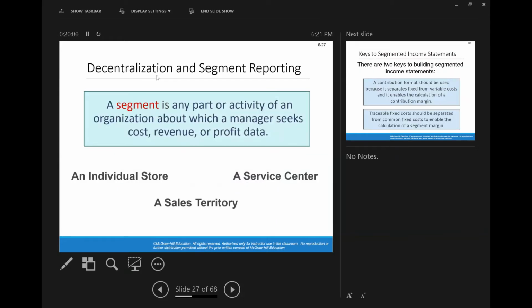So we have segments. What that means is you have different activities within the organization, and each one is going to be its own segment. A segment is any part of or activity in an organization for which a manager seeks cost, revenue, or profit data. So we're going to look at this segment versus that segment to see where we're making money and where we're losing money. It's helpful for internal managers to make decisions if they need to discontinue a segment.